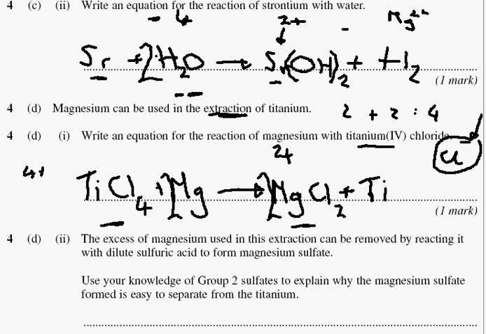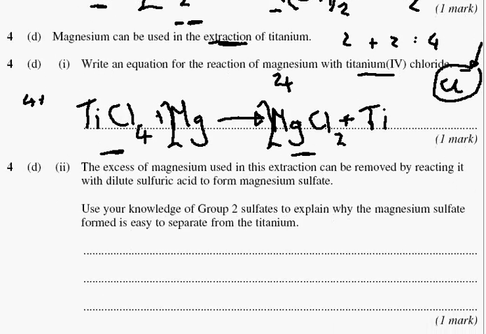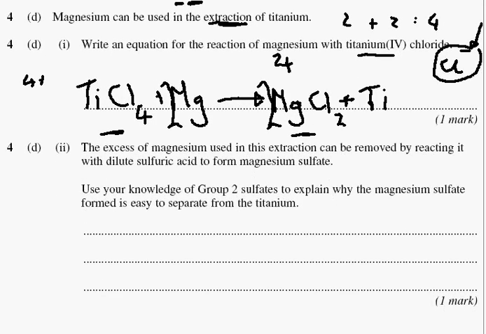Let's see if we can look at 4D2. The excess of magnesium used in this extraction can be removed by reacting with dilute sulfuric acid to form magnesium sulfate. Use your knowledge of group 2 sulfates to explain why the magnesium sulfate formed is easy to separate from titanium. Well, magnesium sulfate, MgSO4, is soluble.